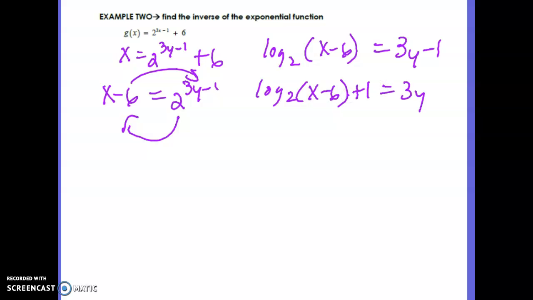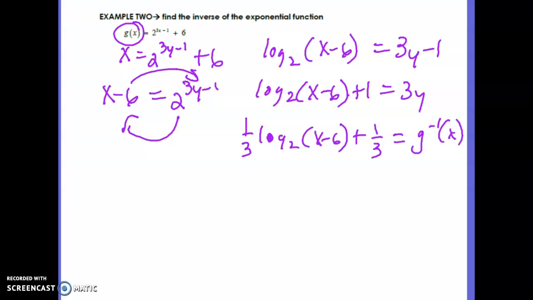And now I'm going to divide everything through by 3. When I do that, I'll get 1/3 log base 2 of x minus 6 plus, and I've got to divide the 1 by 3 as well, that's 1/3. That should equal y. Okay, and that's the inverse. So instead of writing y, I'm just going to write the inverse of g, because the original equation had a g of x. It's asking just to find the inverse, so we're done.